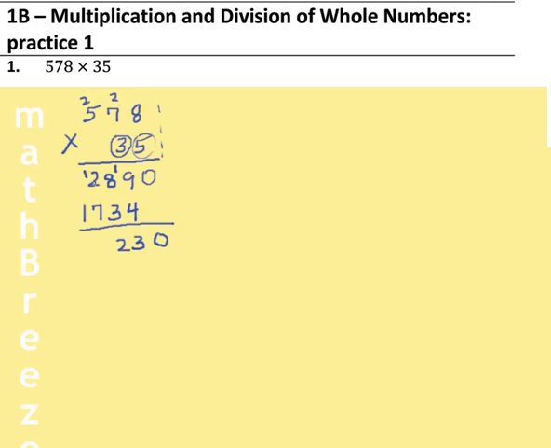Here we have 3. 1 and 2 is 3, and 7 is 10. Put down the 0, carry the 1. And 1 and 1 is 2. So there's our product. Remember, when we multiply two numbers, the result is called the product.